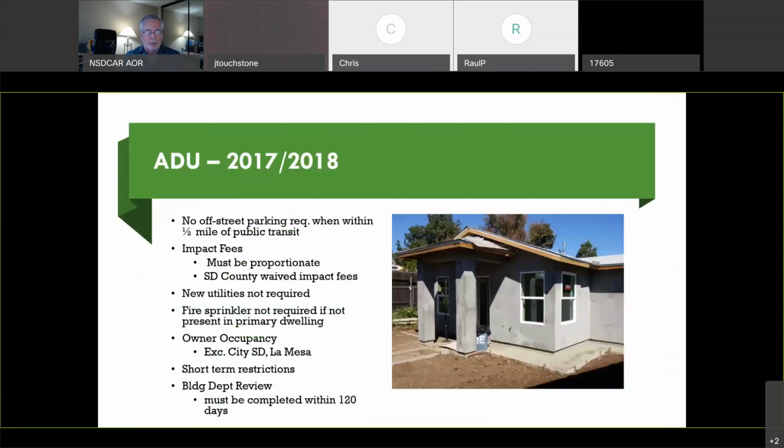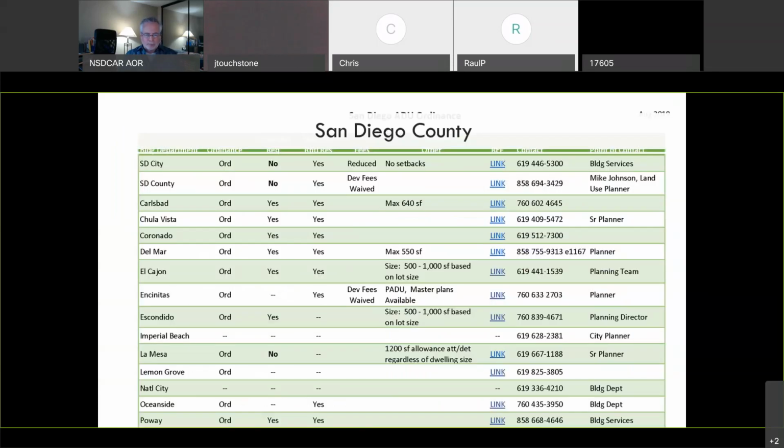Owner occupancy was a requirement. There were a couple of exceptions like in San Diego and La Mesa. Short-term restrictions: this really wasn't intended to be a play to generate income with short-term rentals. So they have a minimum 30-day rental requirement associated with them. The building department had to complete their review process within 100 days. So things really started to explode with these new ordinances.